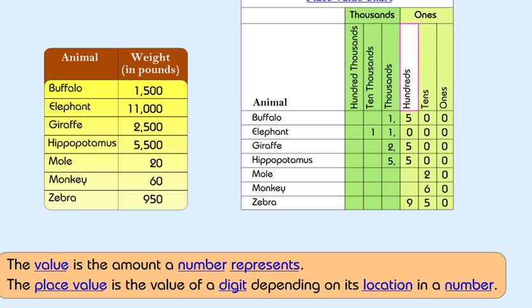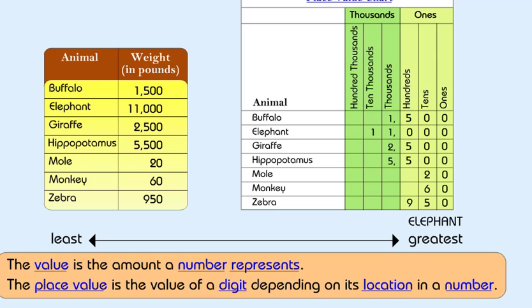Looking at the digits in each place, I can see that the elephant is the only animal that has a digit in the 10,000s place. So, the elephant has the greatest weight. And the mole and the monkey are the only animals that don't have any digits in at least one of the three greatest places: the 10,000s place, the thousands place, or the hundreds place. So, the mole is the animal with the least weight.